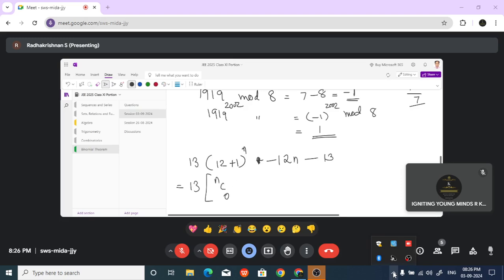nC0 into 12 power n, into 1 power 0. That is the thing. The general term is nCr x power n minus r y power r.